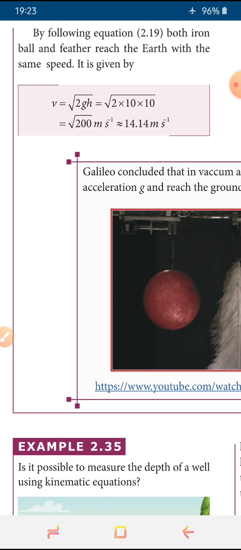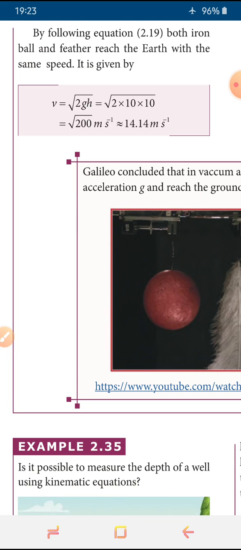So from 2.19 we are substituting the known values. V is equal to square root of 2gh, which is square root of 2 into 10 into 10, then it will be square root of 200. Then we can take the square root of this, and we get the answer.